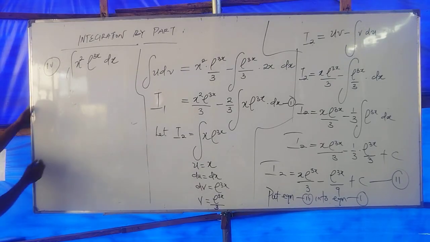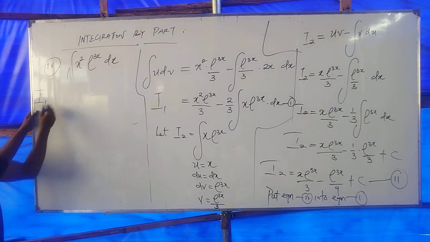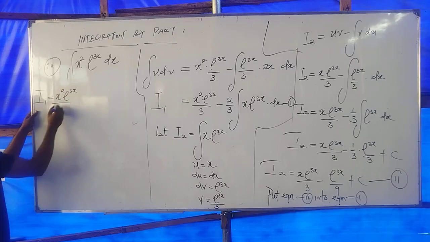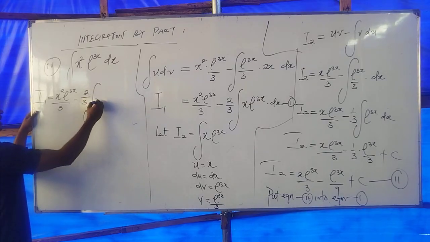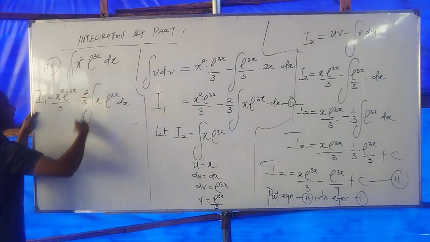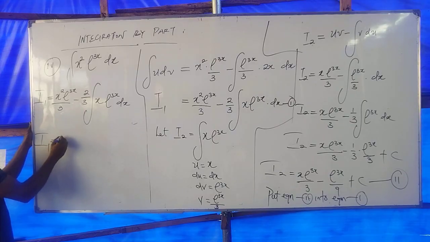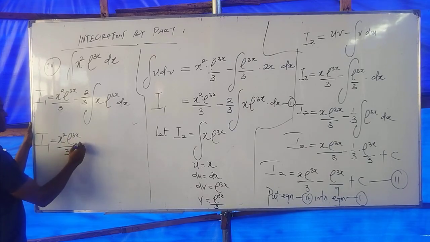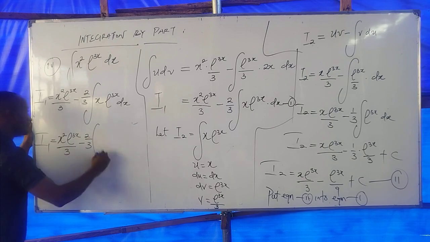Let's go. What do you have here? Equation 1 says what? Let's repeat equation 1. It says I1 equals x squared e to the 3x over 3 minus 2 over 3 integral of x e to the 3x dx. So let's put the value back here. What do you have? Our I2. I1 then becomes x squared e to the 3x over 3 minus 2 over 3 in bracket. Is it not so?